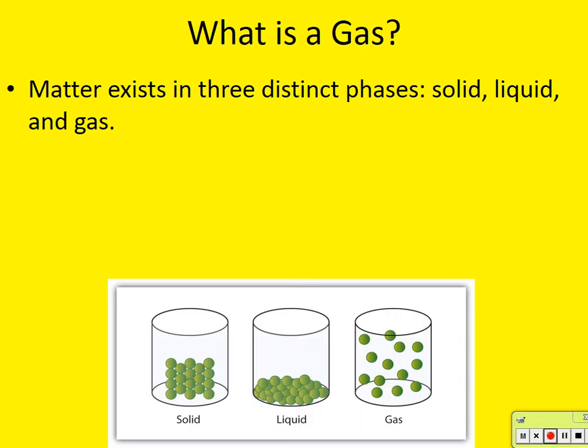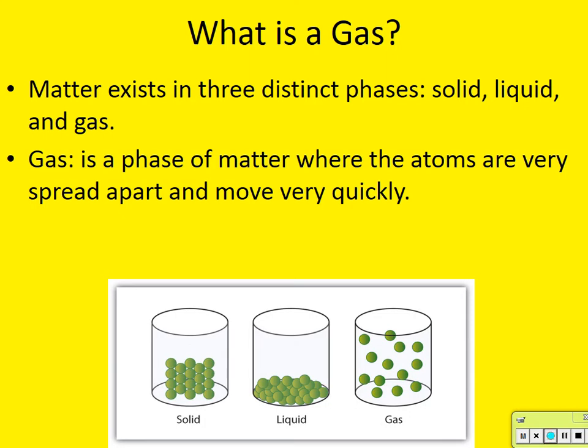Okay, so what is a gas? Matter exists in three distinct phases: solid, liquid, and gas. So it's one of the main phases of matter. Here's the definition for gas I'd like you to write down in your books. A gas is a phase of matter where the atoms are spread apart and move very quickly.